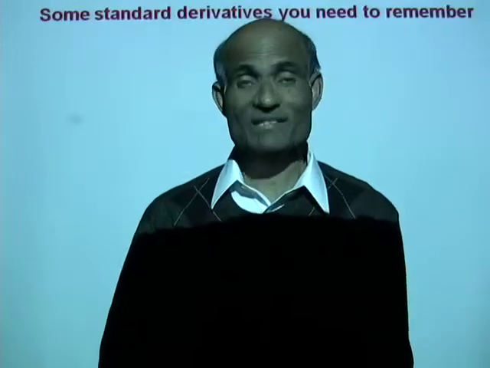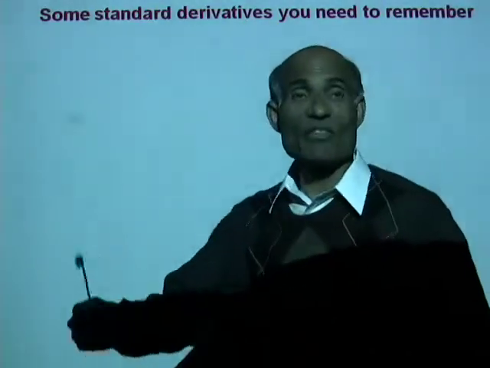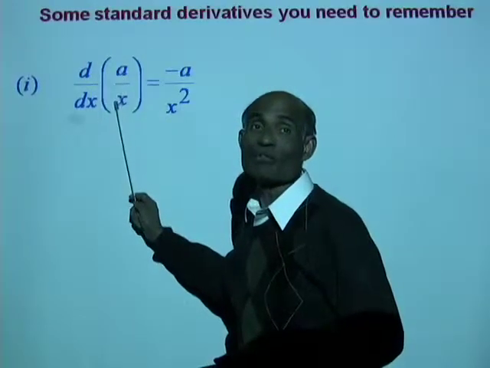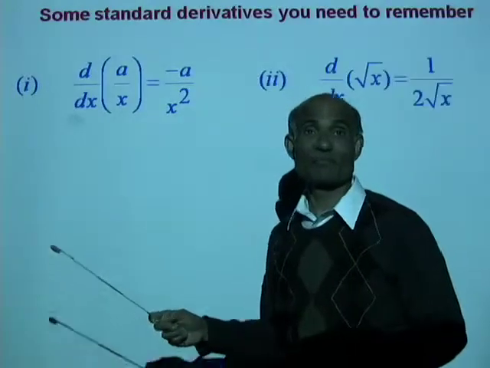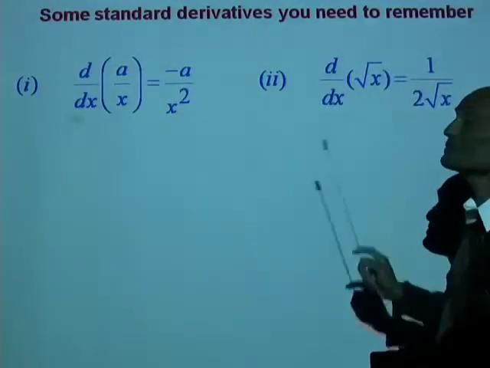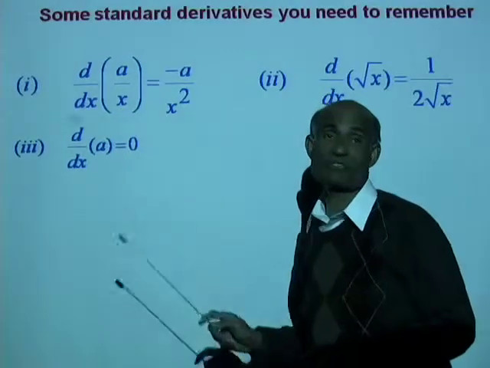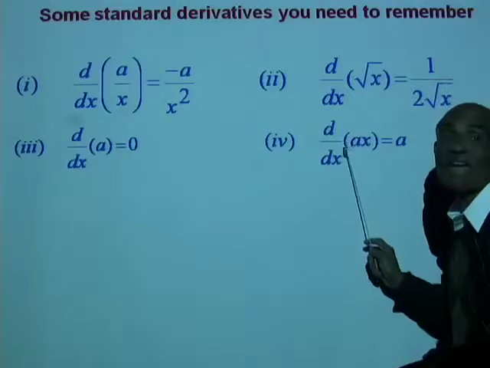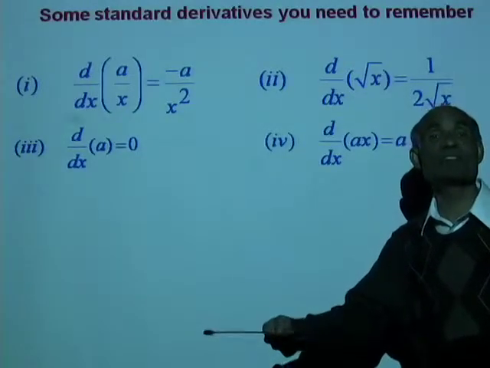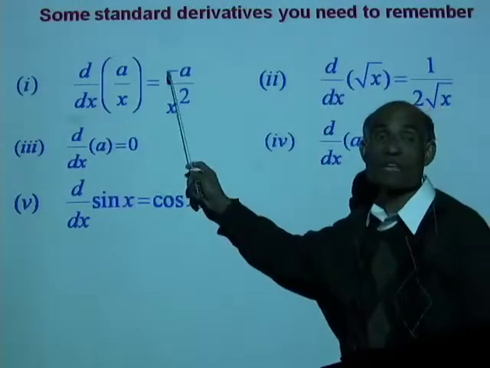We will now summarize some of the derivatives that we have already discussed and add to that list some standard derivatives, and that will be the list that you need to really remember. Alright, let's start with this. d by dx of a over x is negative a over x squared. The derivative of square root of x with respect to x is 1 over 2 square root of x. The derivative of a constant with respect to any variable is 0. The derivative of ax, d by dx of ax, is a. Derivative of 2x is 2. Derivative of 5x with respect to x is 5, and so on. Now, these are the 4 results we have seen so far.